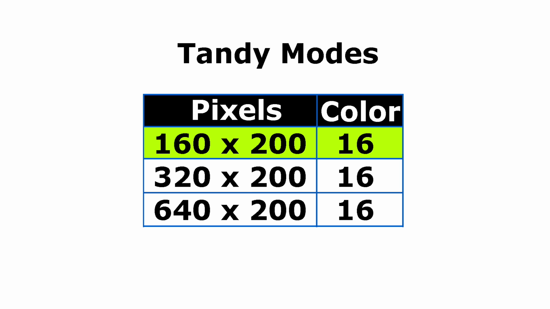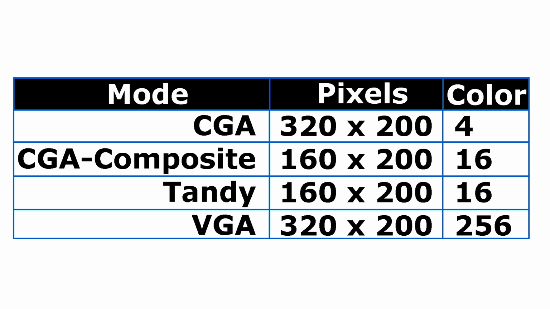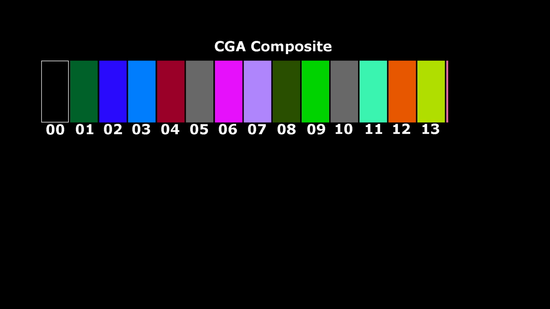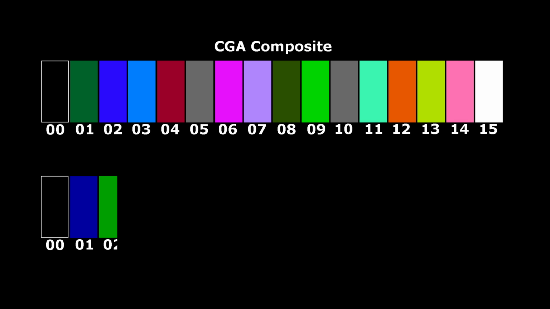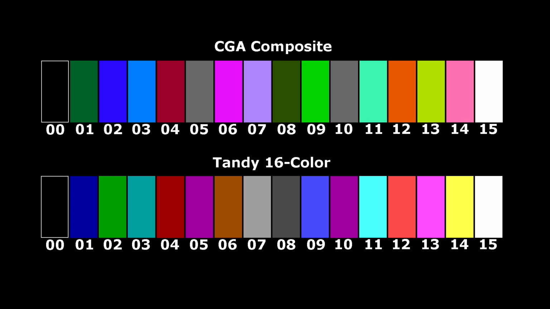But there's another benefit of using the low-res mode. It means I can essentially share the same artwork between the CGA Composite and Tandy mode as they're essentially the same resolution and colors. The only difference between them from an artwork perspective is the palette. For example, here's the 16 colors you get with CGA Composite mode, and here are the Tandy colors. So they aren't the same, and it does require some tweaking of the color palette, but the artwork is more or less the same.